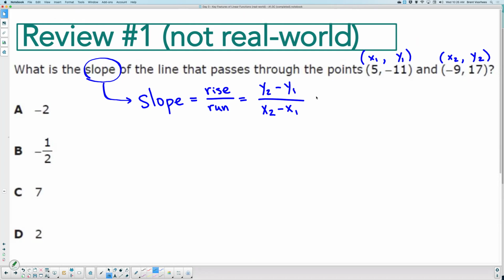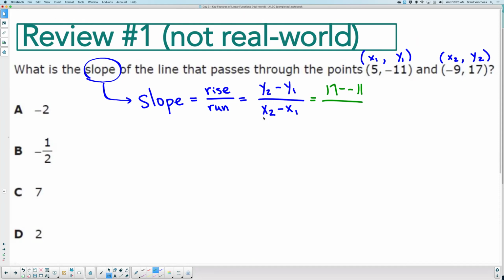So to try to be quick here, let's plug in our numbers. Which value do we have labeled as y2? Look up here. It's one of these 4 numbers. Which one is labeled as y2? 17. Perfect. Formula says it's 17 minus. Now find y1. Not just 11, negative 11. We'll fix that in a second. Just leave it there for now.